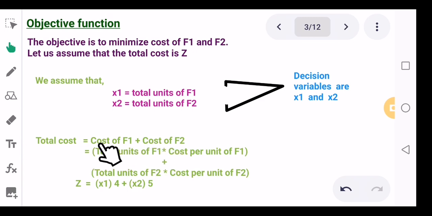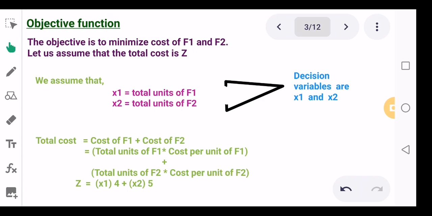This is simple. Now what is the cost of F1? Cost of F1 is the total units of F1 that you are going to purchase multiplied by the cost per unit of F1. That will be your cost of F1. What's the cost of F2? Cost of F2 will be the total units of F2 that you are going to purchase multiplied by the cost per unit of F2.